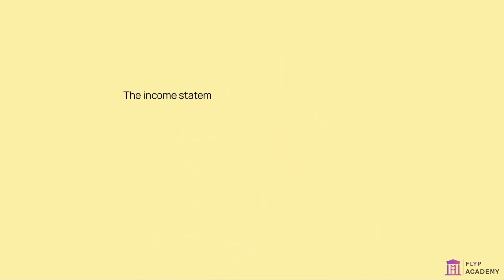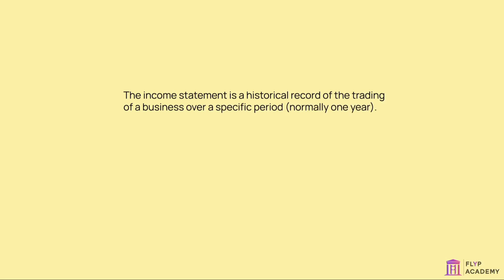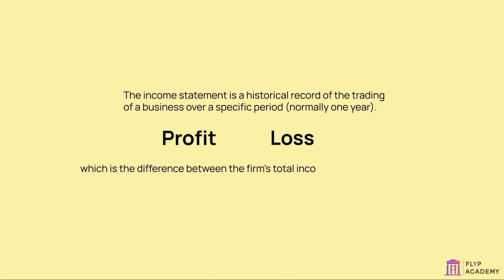The income statement is a historical record of the trading of a business over a specific period, normally 1 year. It shows the profit or loss made by the business, which is the difference between the firm's total income and its total costs.